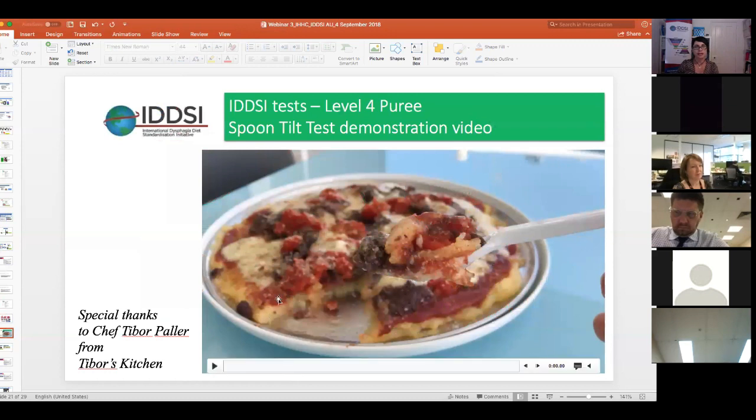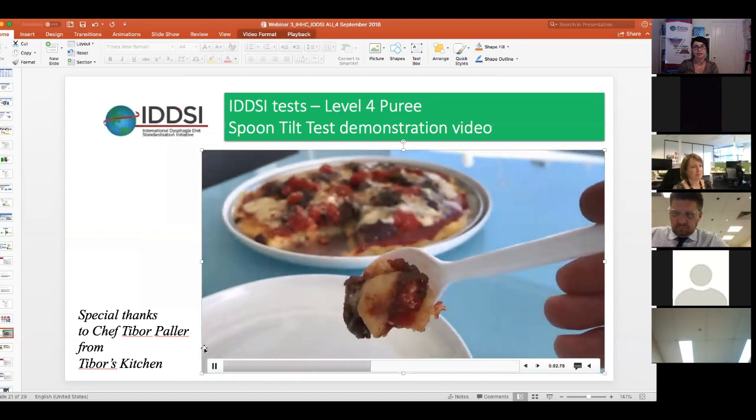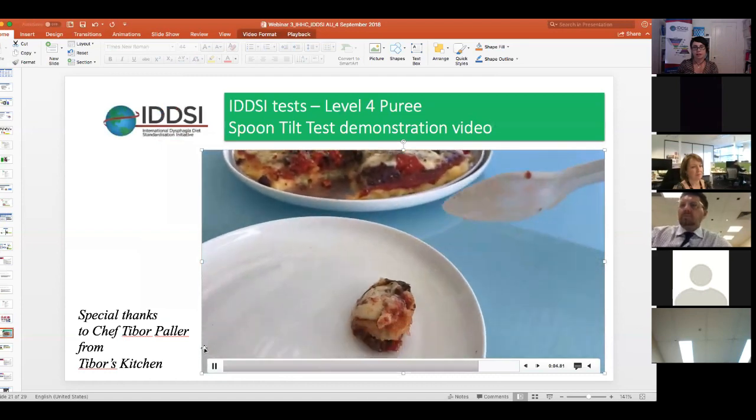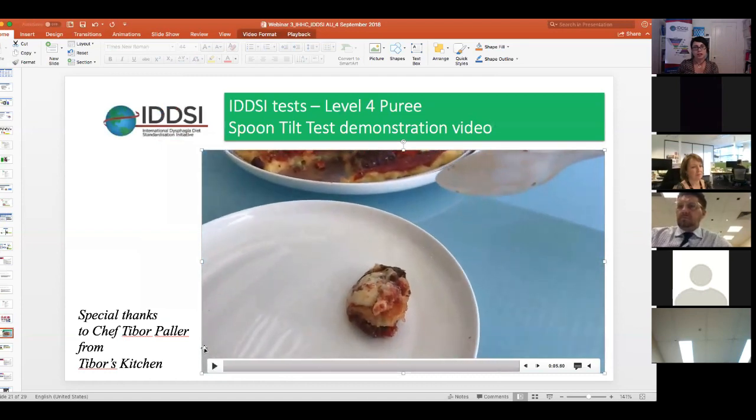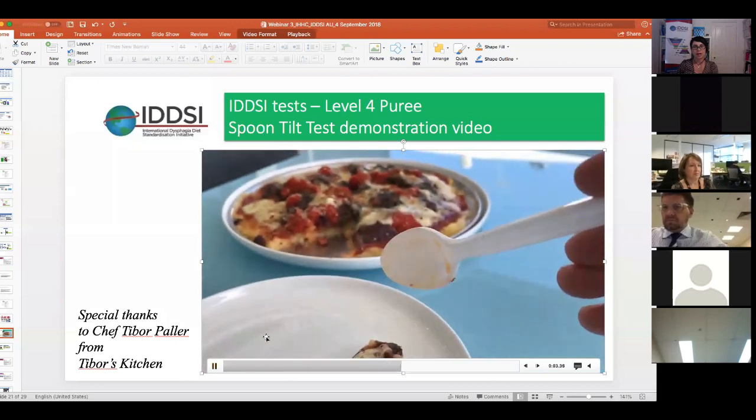This one is a demonstration of the spoon tilt test with a pureed pizza. So the base is a polenta, and the topping is pureed olives, pureed tomato, and a Parmesan cheese as opposed to a mozzarella cheese. And you'll notice that the bolus holds together and comes off cleanly.